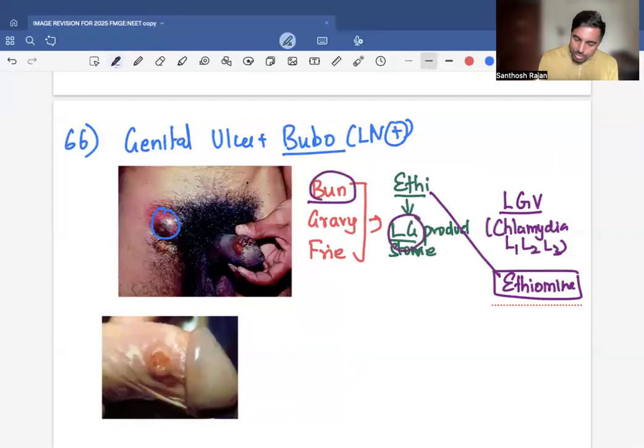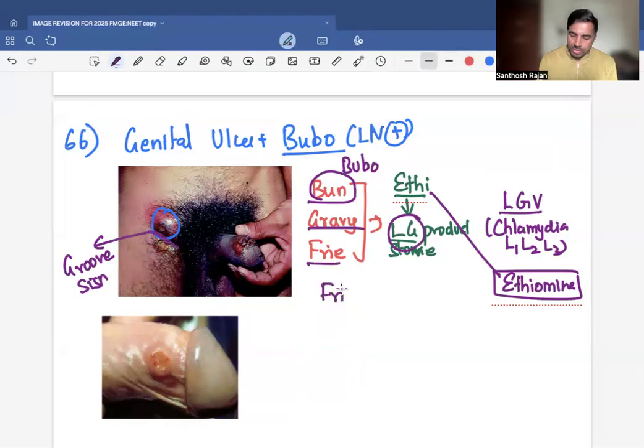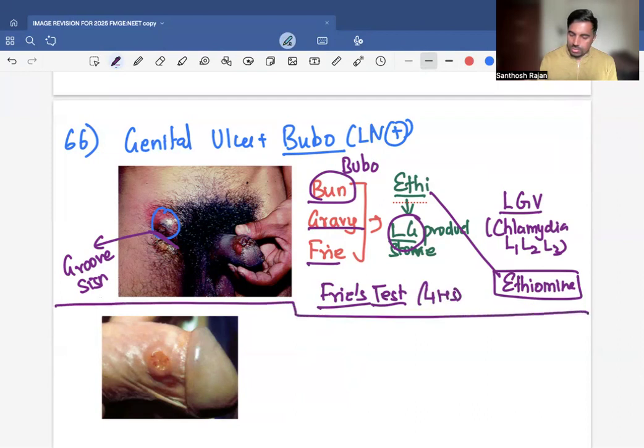Bun, because bubo, we call it as bubo. Gravy, there's a sign called groove sign. Between these two, you'll see a sign called groove sign. Gravy, groove. Okay, and fry, because Frei test. You do Frei test, type 4 hypersensitivity reaction. They can ask you a question on that also. Fourth hypersensitivity reaction. That's all. This is for your lymphogranuloma venereum.